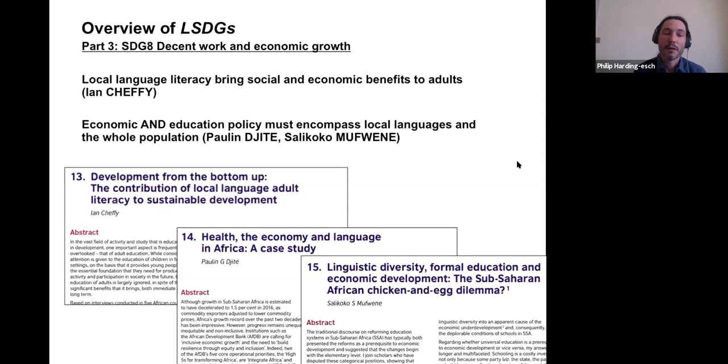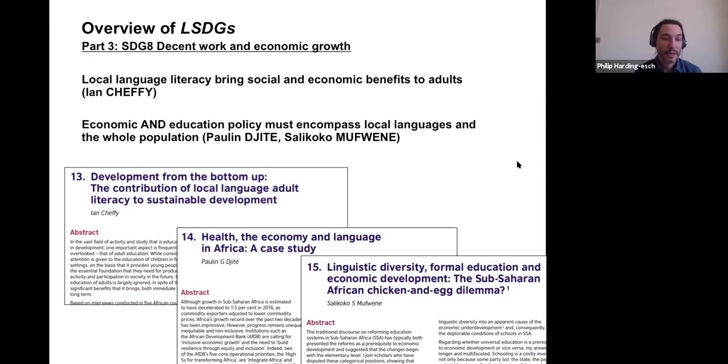The third part of the book looks at decent work and economic growth. And really the messages here are about diversification and inclusion and the role of languages in there. So in Chethi, for example, really looks at the importance of local language literacy for adults, because a lot of the work is concentrating on young learners and children. But he really shows the immediately transformative effect of language literacy for adults in the Global South and their communities.